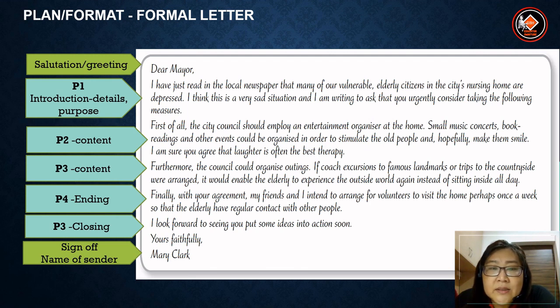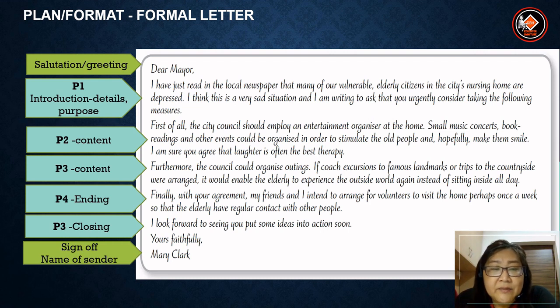Small music concerts, book readings and other events could be organized in order to stimulate the old people and hopefully make them smile. I'm sure you agree that laughter is often the best therapy. And then you have another paragraph for the content. Furthermore, the council could organize outings. If coach excursions to famous landmarks or trips to the countryside were arranged, it would enable the elderly to experience the outside world again instead of sitting inside all day.